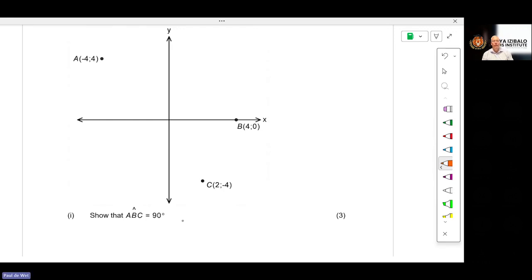The gradient of AB. Okay, what's the gradient of AB? Negative 1/2. Yeah, it's negative 1/2, guys. Remember, I like to say, how much have we risen? Well, we've actually dropped down by -4. And how much have we run across? We've run across by 8. -4/8, -0.5. Okay, I like that. Right, next.